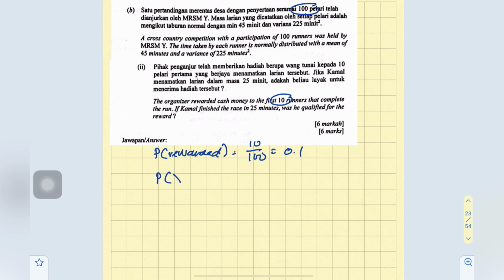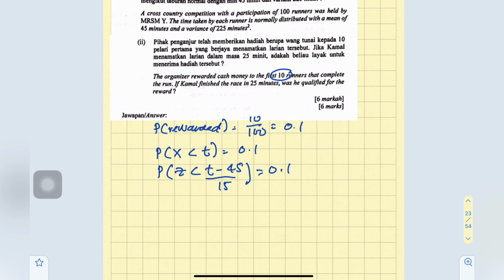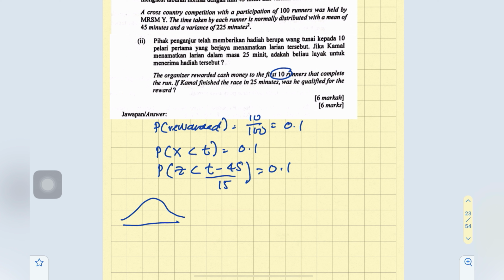So P(X less than T), masa lah, which is equals to 0.1. Okay, so this one tak standard, so kita standardkan: Z less than (T minus mu) over standard deviation. Mu is 45, standard deviation 15, equals to 0.1. Okay, so then kita lukis. Less than kat sini, so start from left. 0.1 maksudnya sikit je lah sebab total area is 1, half 0.5. Jadi kalau 0.1 sikit je kat sini.